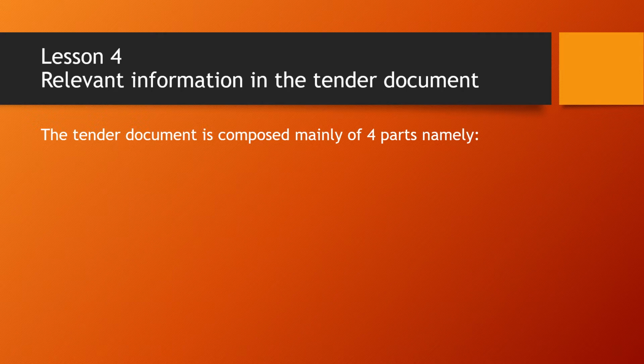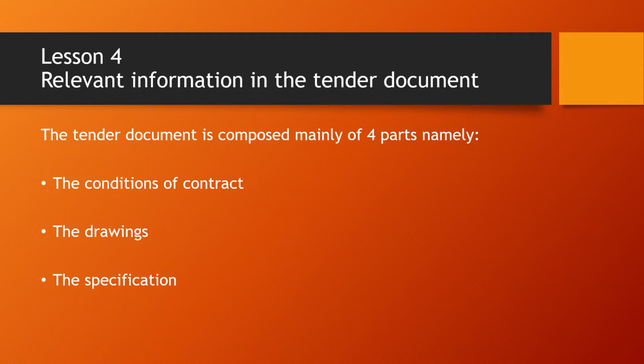Now, any tender document is comprised mainly of 4 parts. You get the conditions of contract, you get the drawings, you get the specification, and of course, you get the schedule of quantities. Some people call it the bill of quantities or simply the BOQ. So those are the main components of your tender document.